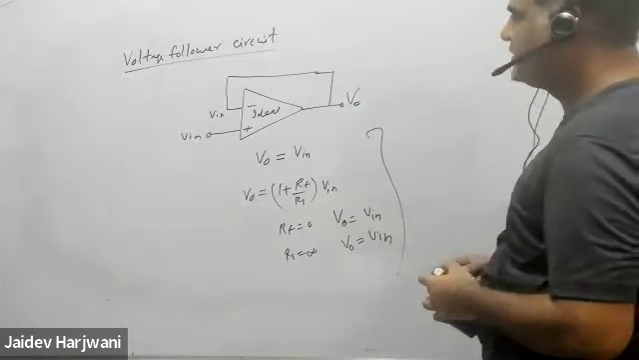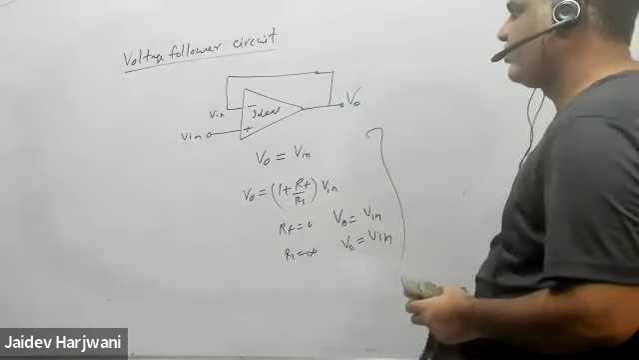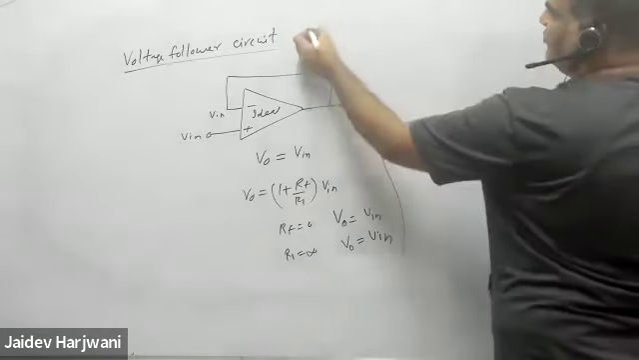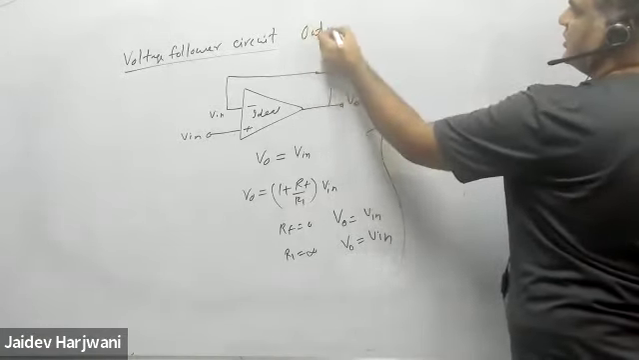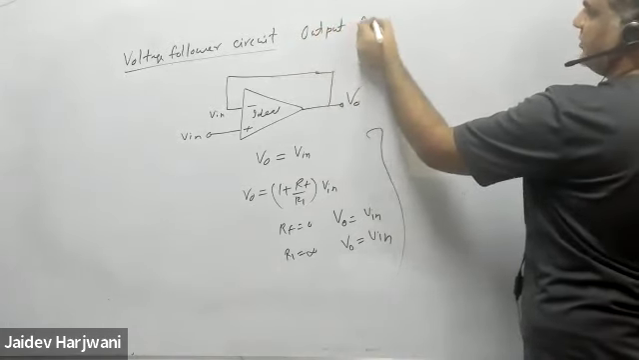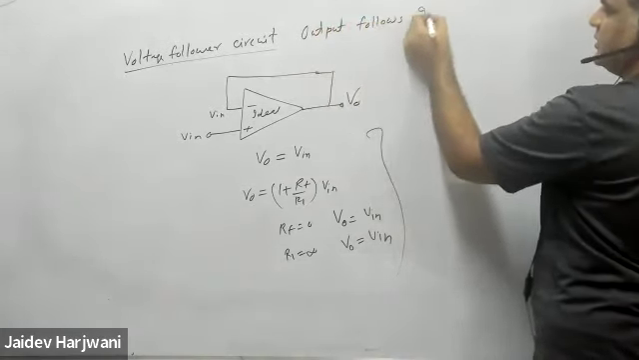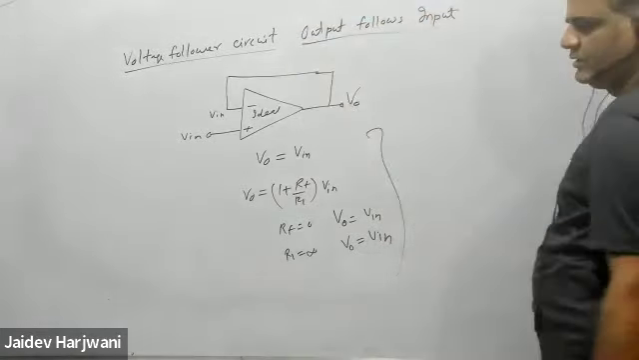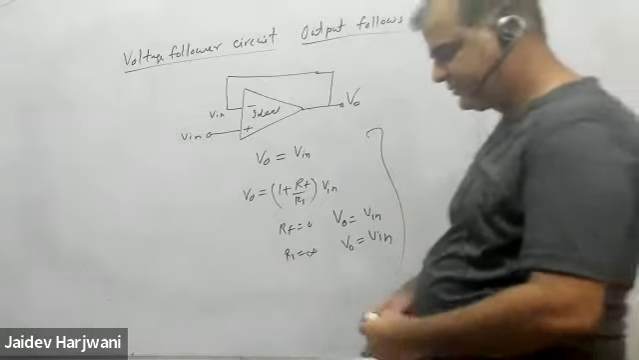So whenever this circuit is there, it is called a voltage follower. The output will always follow the input. So output follows input. That's why it is called a voltage follower circuit.